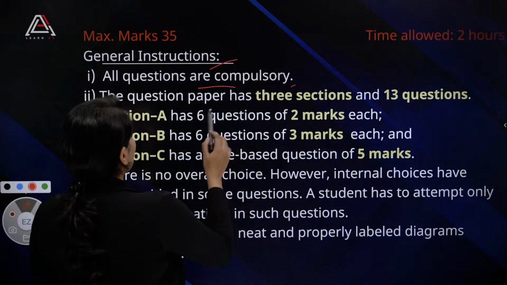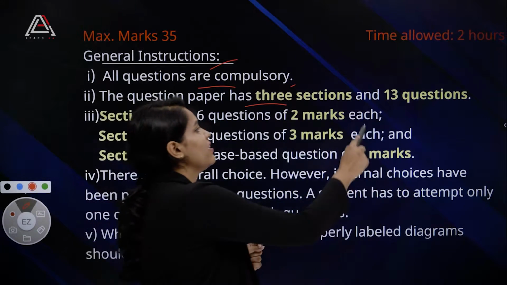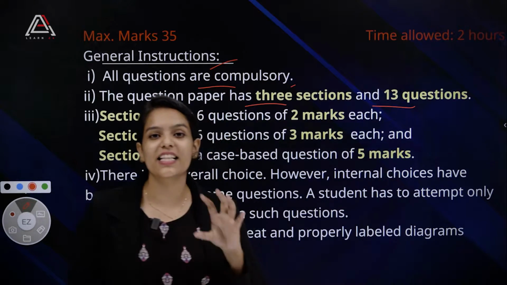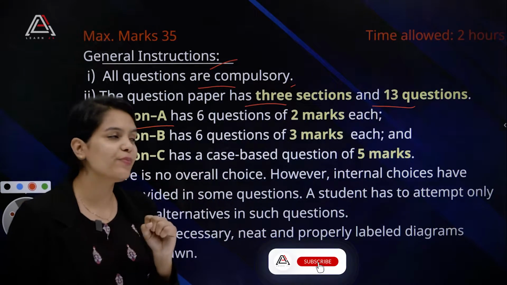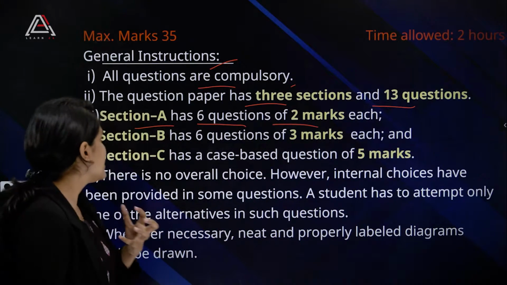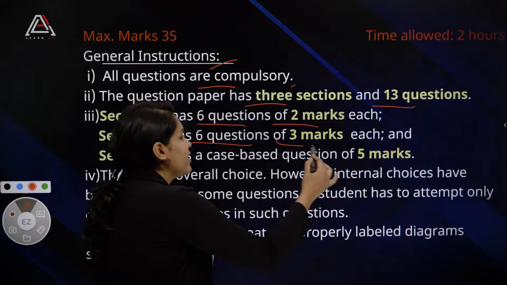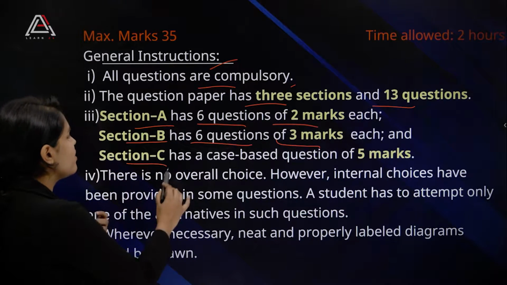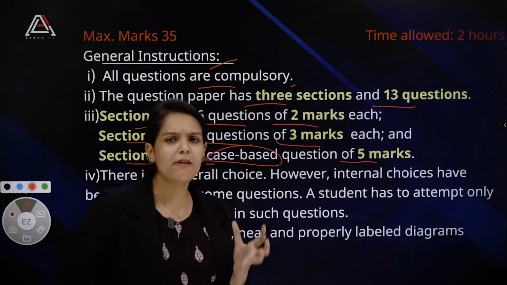All right, moving on, there will be 3 sections in this question paper and the total number of questions is 13. The first section, section A, comprises 6 questions of 2 marks. Section B comprises 6 questions again, of 3 marks. Section C comprises a case-based question which is for 5 marks.